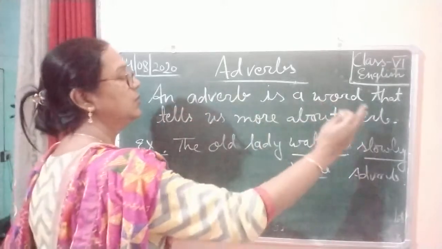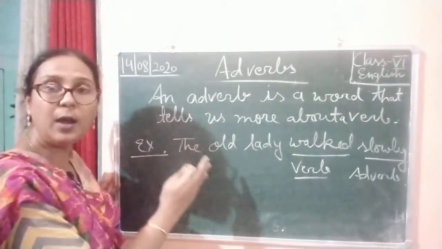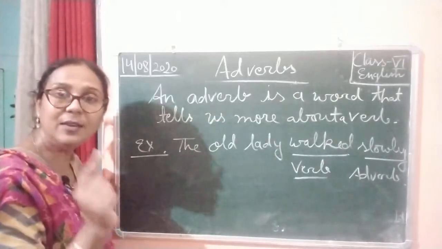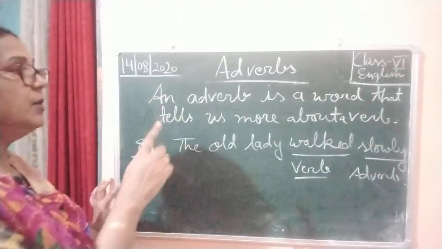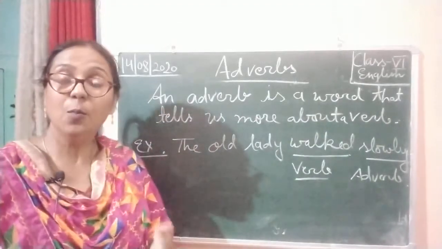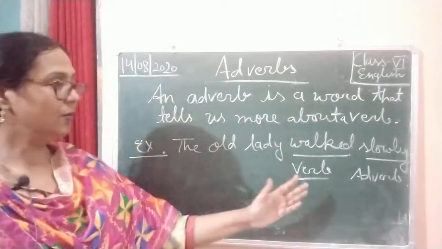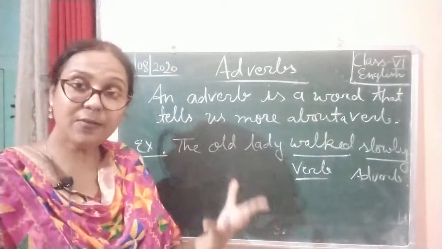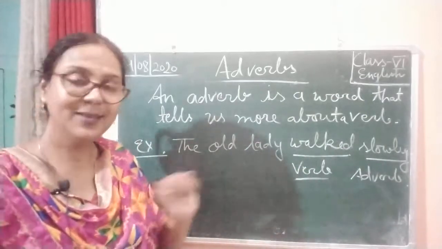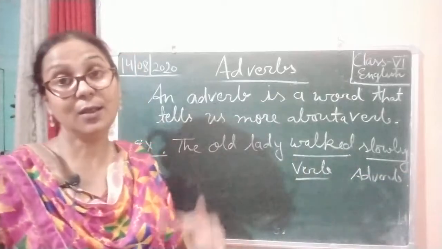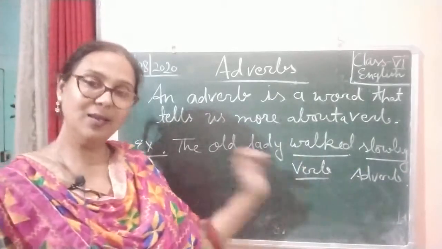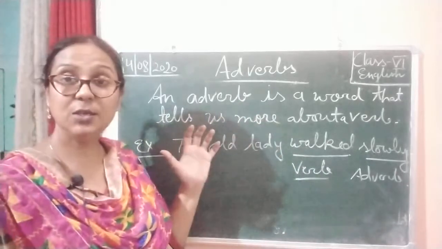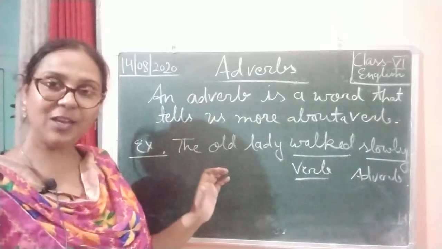An adverb is a word that tells us more about a verb. So this we should always keep in our mind. An adverb is a word that tells more about a verb. So the verb is here, walked, and it tells more about, it modifies the verb. So here slowly is a word which modifies the verb. Now a few more words which we are going to add in this definition.